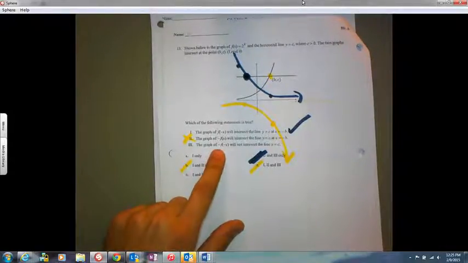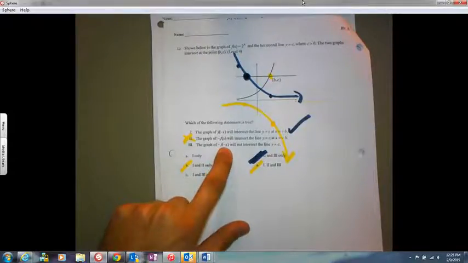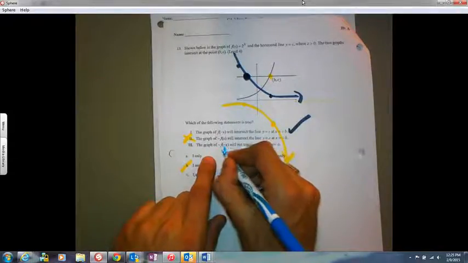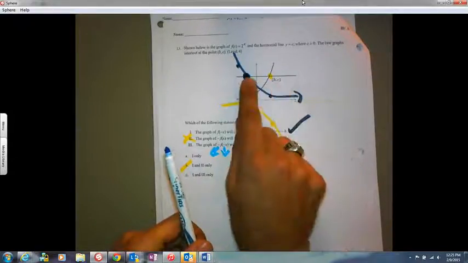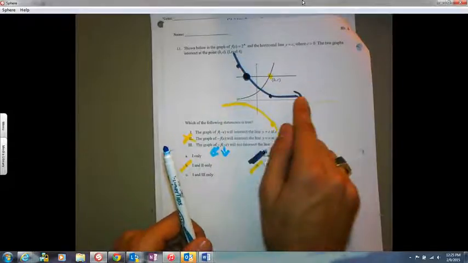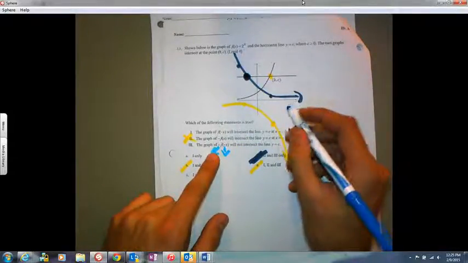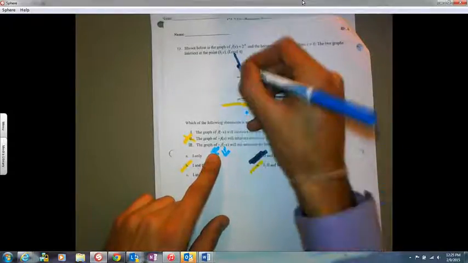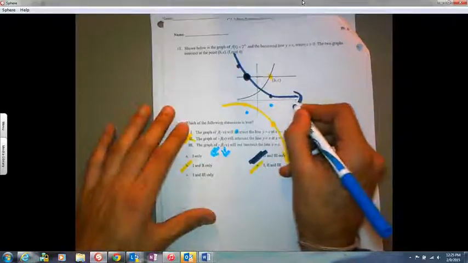And now let's look at this one. The graph of negative f of negative x will not intersect the line. So this means I'm multiplying the x's by negative 1 and the y's by negative 1. So let's first multiply the x's by negative 1. That gives me this black graph. Right? And then from the black, I need to multiply the y's by negative 1. So this point comes here, this point comes here, this point comes here, and my graph looks like this.